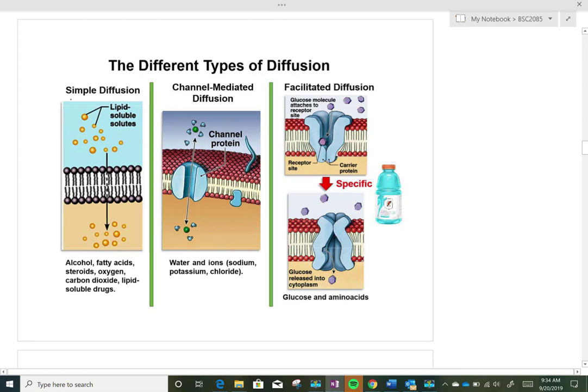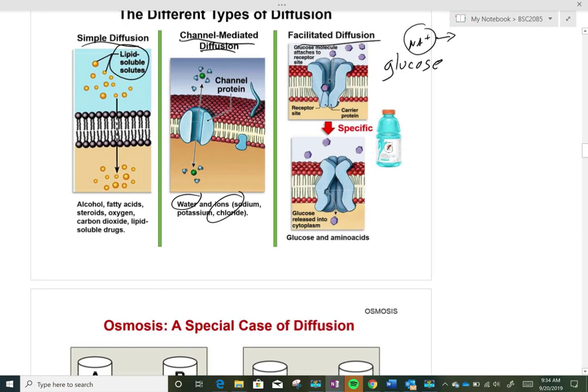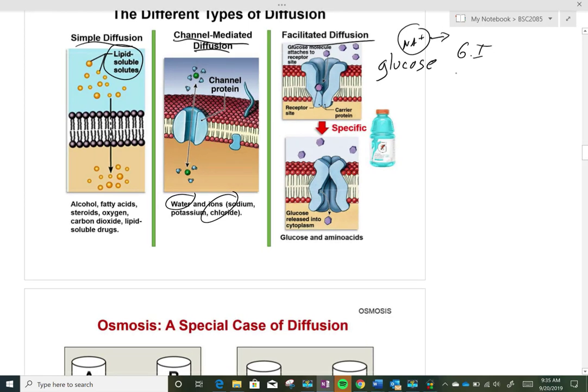So again, simple diffusion is used by what? Lipids. Channel-mediated diffusion is used by what? The water and some of those ions. Facilitated diffusion is what we talked about with the molecule of glucose that needed what? Sodium. So facilitated diffusion means that the protein here is going to use sodium to open the glucose. And that's what we talked about, the Gatorade, remember? That was the best way to hydrate. And this happens again in your GI tract, especially in your small intestine.